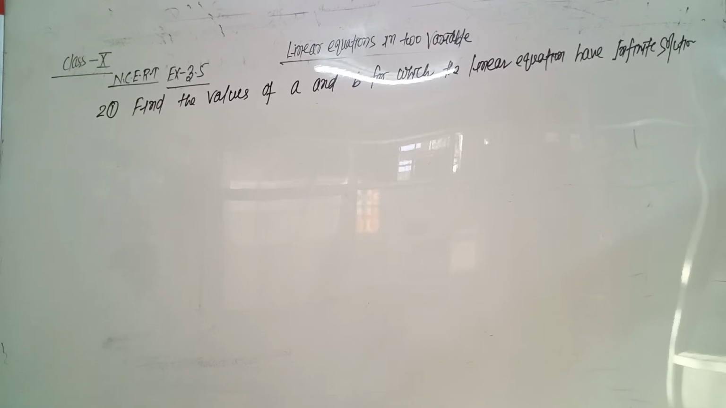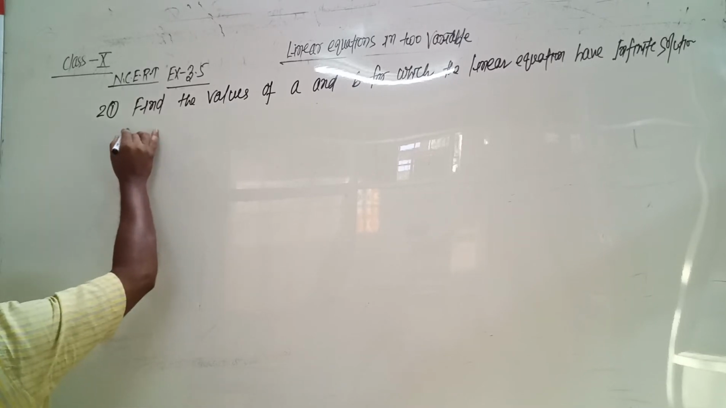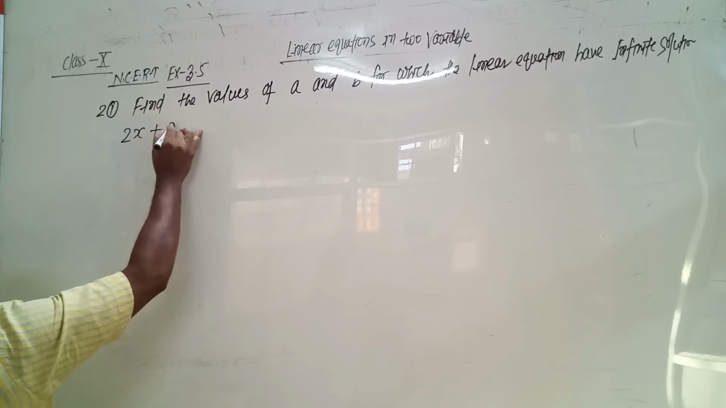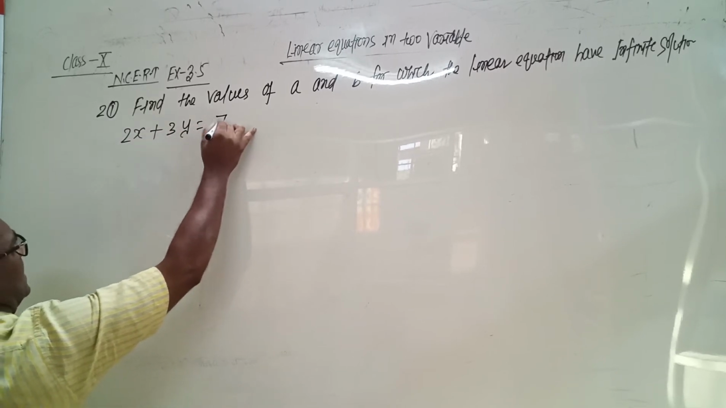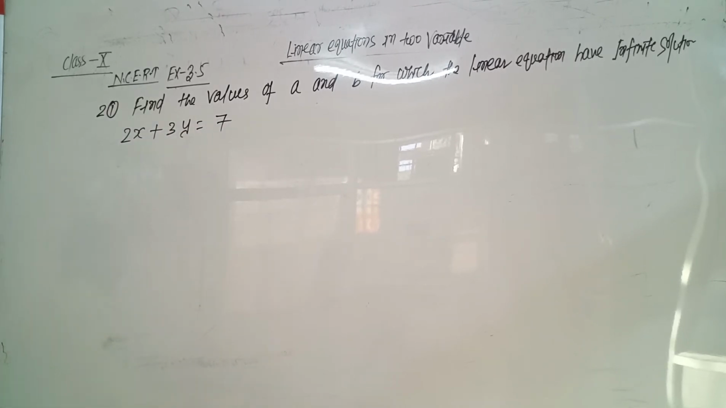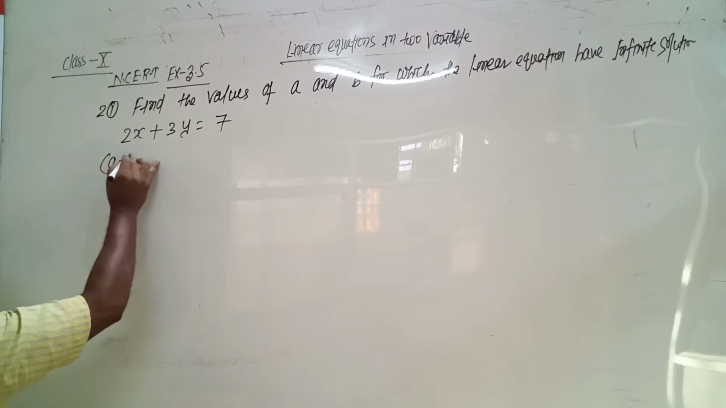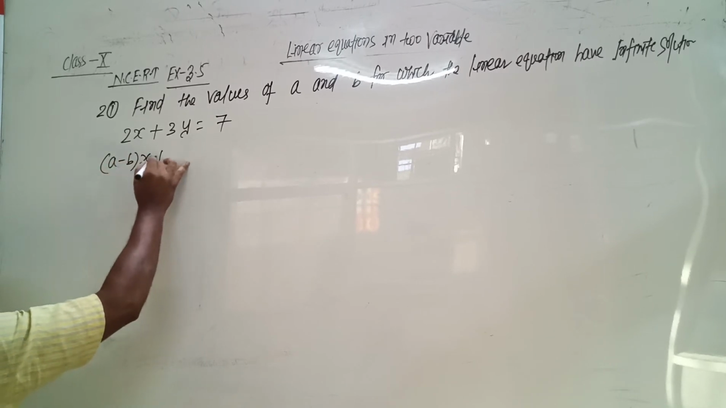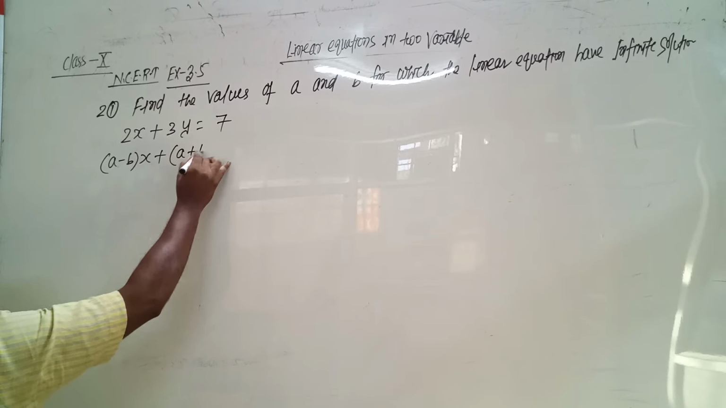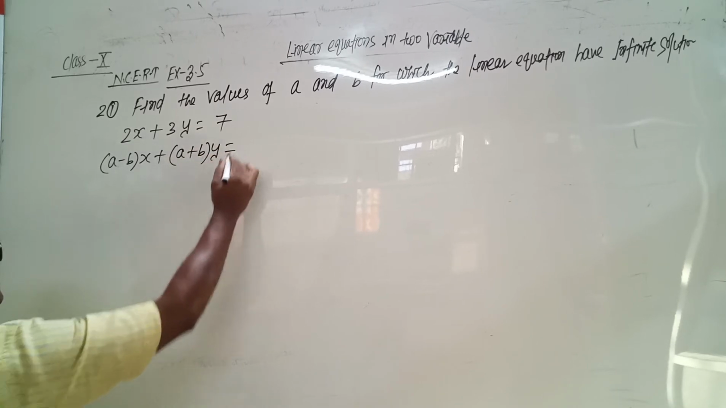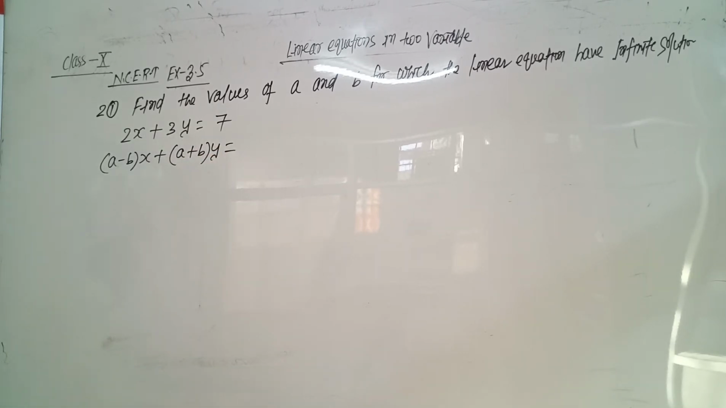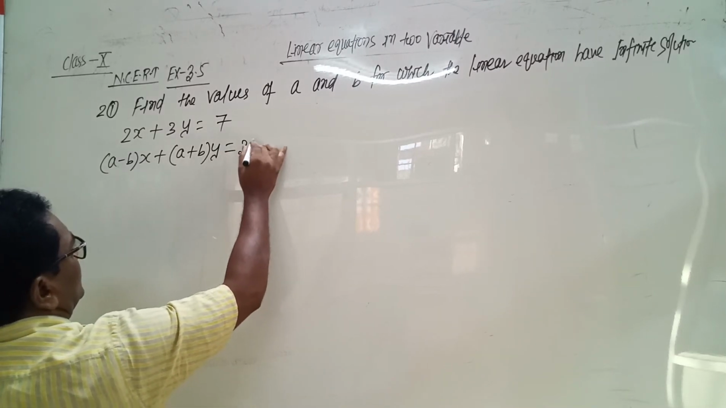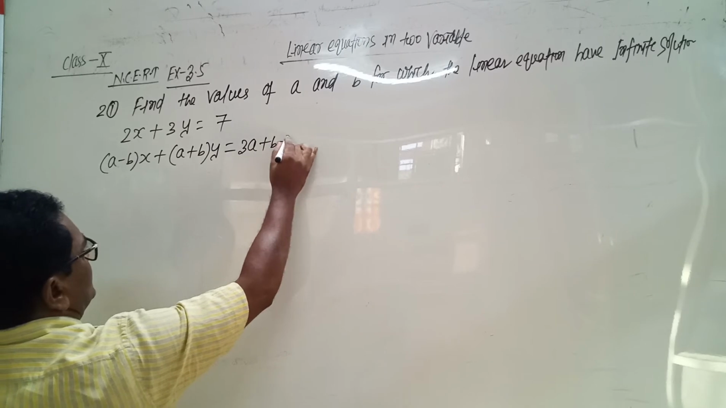And the question is 2x plus 3y equals to 7, and the second equation is (a minus b) into x plus (a plus b) into y equals to 3a plus b minus 2.